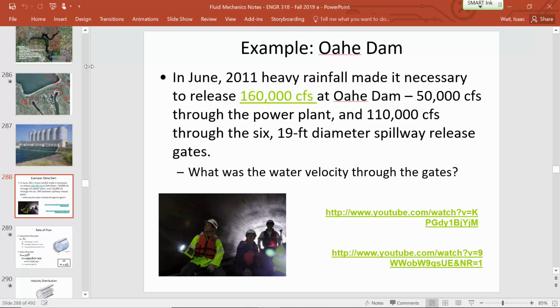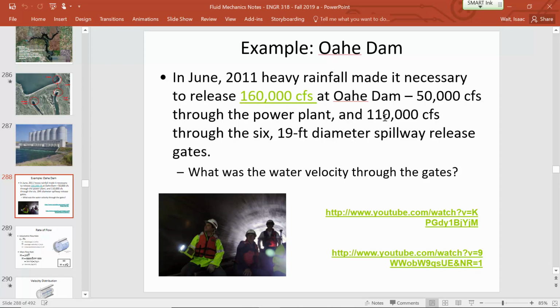Okay, so we have to consider that the flow is being split, let's assume evenly, among the 6 spillway gates. So 110,000 divided by 6 tells us that through each of those channels downstream of the spillway gate, it's 18,333 cubic feet per second. The cross-sectional area for each gate is 283.5 square feet, and so the velocity should be 64.5 feet per second.